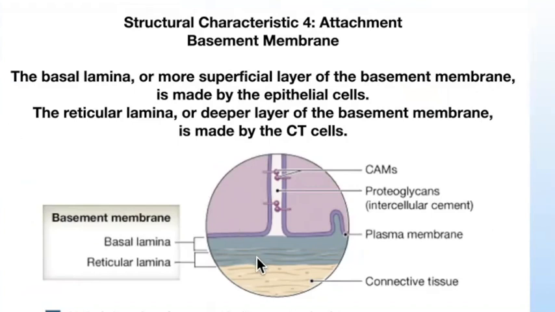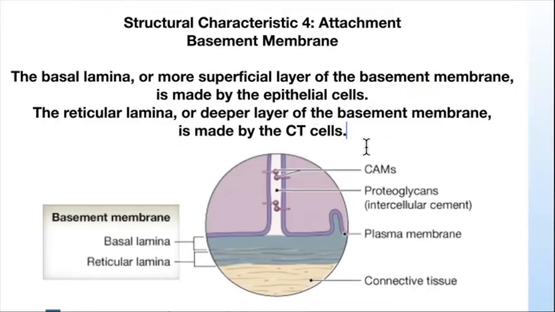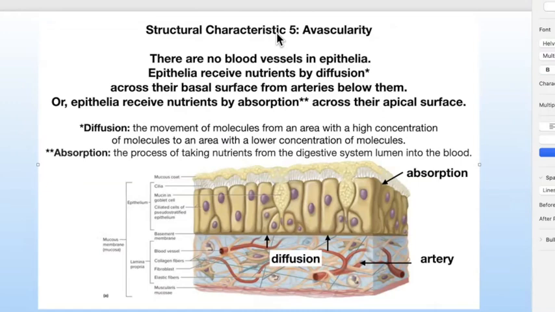And the basement membrane is composed of 2 parts, a basal lamina, which is the more superficial layer of the basement membrane. The basal lamina is made by the epithelial cells, and then underneath the basal lamina, there is the reticular lamina, which is the deeper layer of the basement membrane, and the reticular lamina is made by the connective tissue cells. Epithelia are avascular.